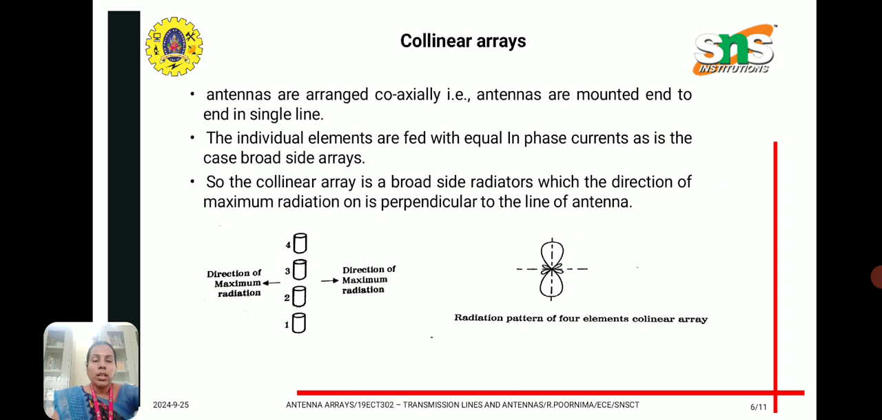In a collinear array, antennas are arranged coaxially, that is, antennas are mounted end to end in a single line. The individual elements are fed with equal in-phase current, as is the case of the broadside array. So the collinear array is a broadside radiator in which the direction of maximum radiation is perpendicular to the line of antennas.